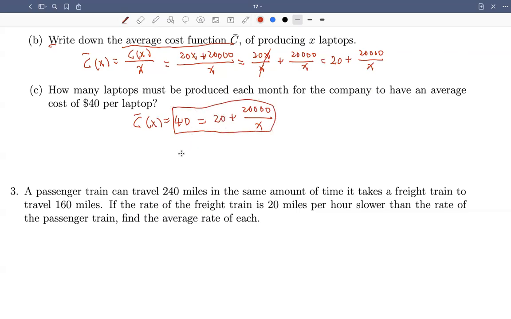We subtract 20 on both sides. 40 minus 20 is 20. We get 20,000 divided by X. Now we multiply by X on both sides. X times 20 gets 20X. This X and this X, X over X becomes 1. 1 times 20,000 is 20,000. Now we divide by 20 on both sides. So 20,000 divided by 20 is 1,000. So the company needs to produce 1,000 laptops to have an average cost of $40 per laptop.